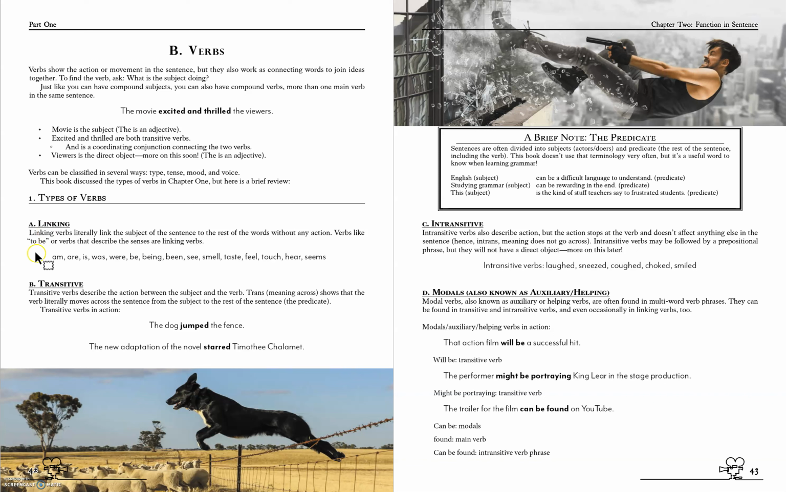There's the linking verb. Those are the ones that literally link the subject of the sentence to the rest of the sentence. And those are often some form of to be, right? Is, am, was, were, been, being, you know. They're also the sensory verbs like seeing, smell, taste, feel, touch, hear, seems, right?